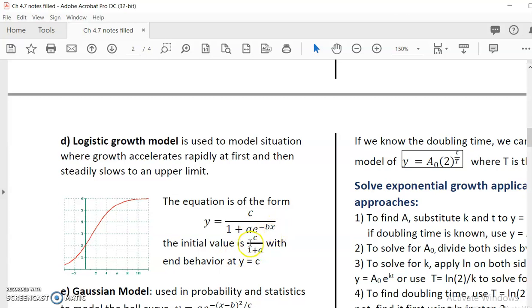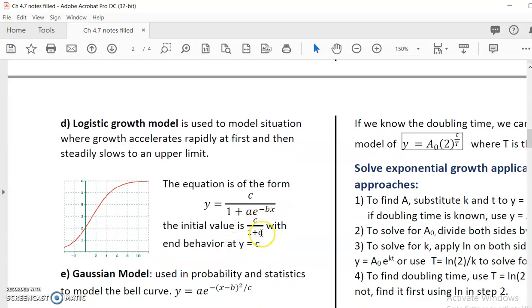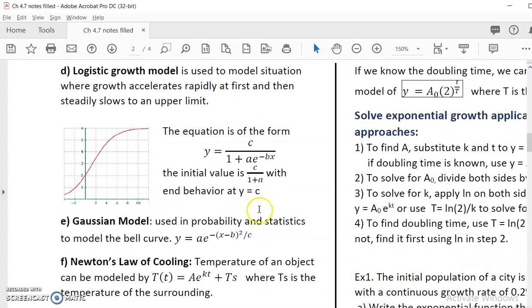When x is 0, the initial value is c over 1 plus a. When x approaches infinity, the whole a e to the negative bx would approach 0. So the end behavior, or the carrying capacity, is y equals c, the number on the top.